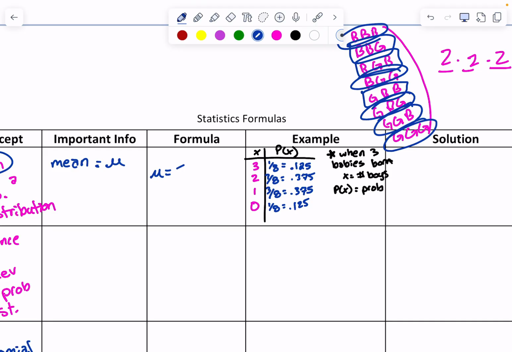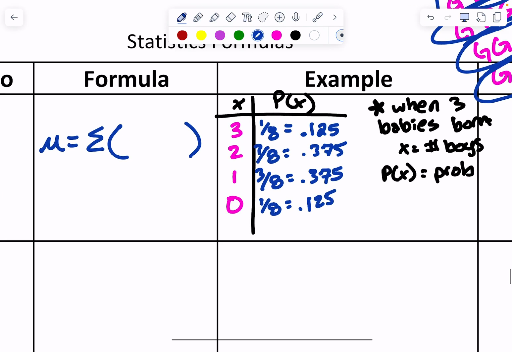If I add them together, that's saying find the sum. And if I multiply the columns, I am multiplying the x's times the p of x's. If I write this down as a formula, can you understand that? I take all the x's times the p of x's, and then I take the sum of those.